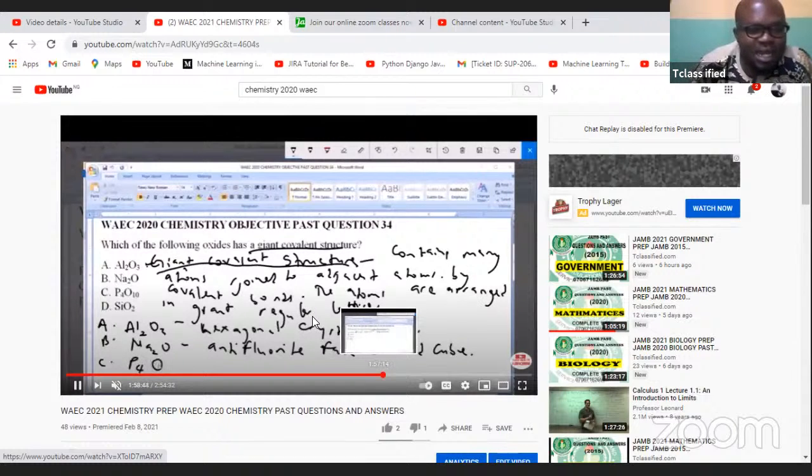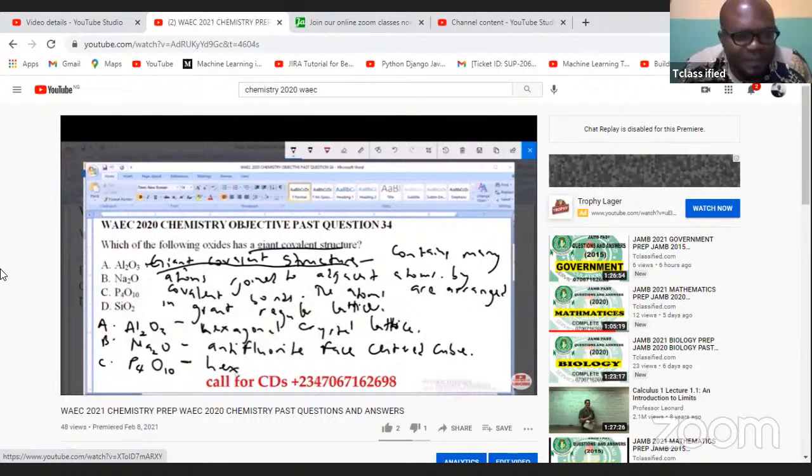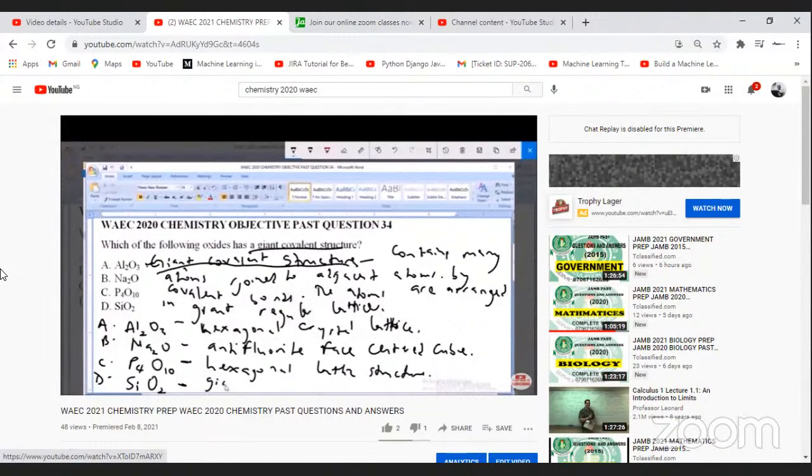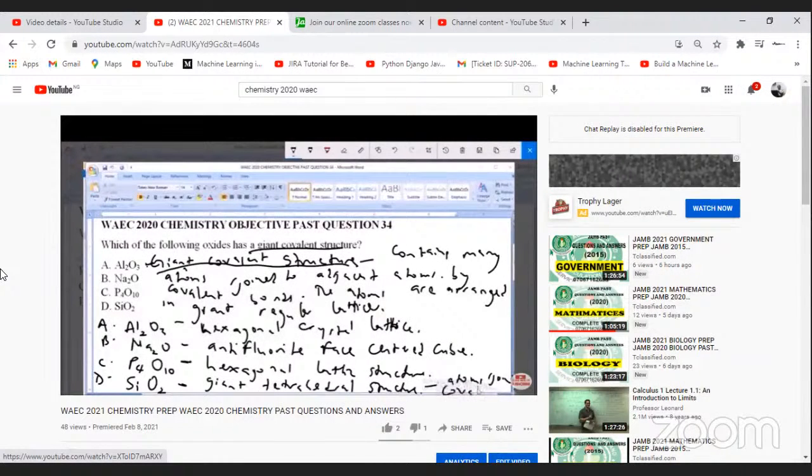And the atoms are arranged in a regular lattice. Okay. So for A, we have what we call hexagonal crystal lattice, and similar to what we have in B. For D, here we have silicon oxide. That's actually why we have giant tetrahedral structure, which is an example of giant covalent structure. Okay. So you picked D. Yes, sir. So that is the answer.